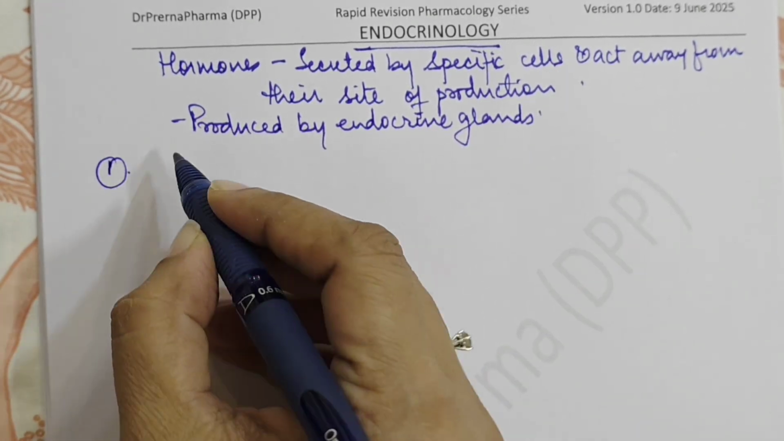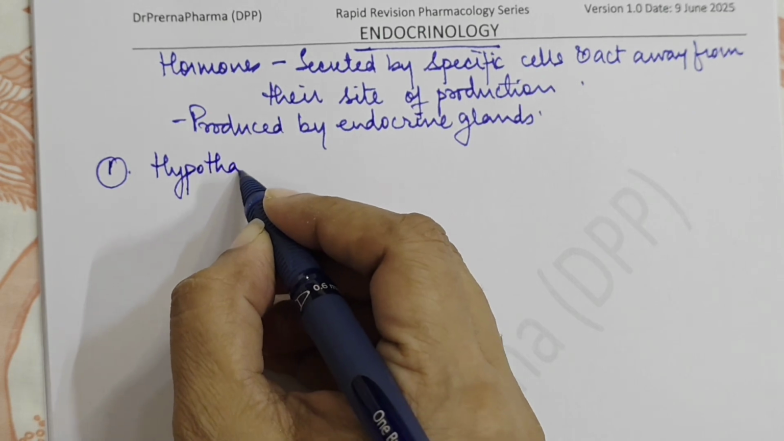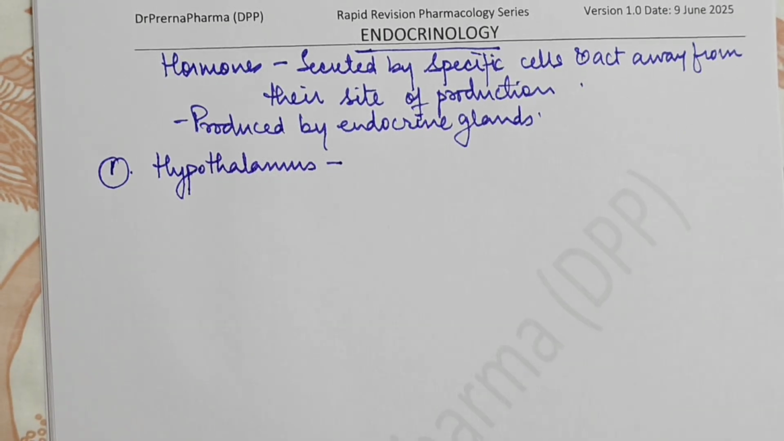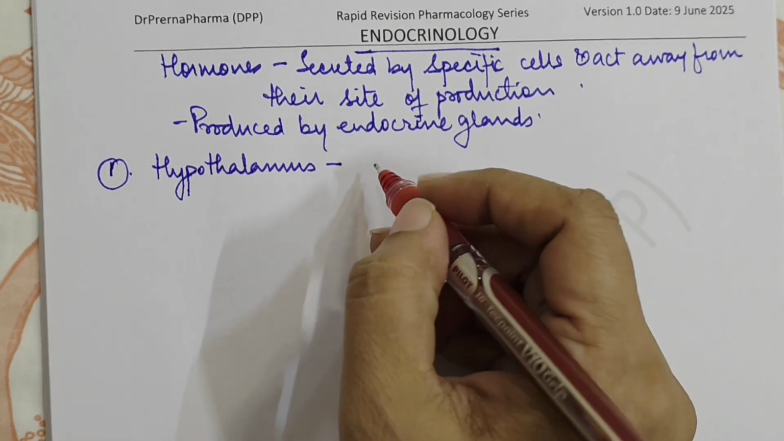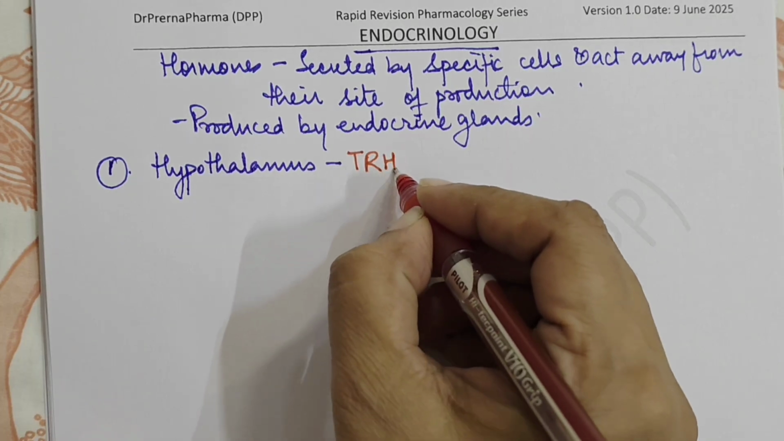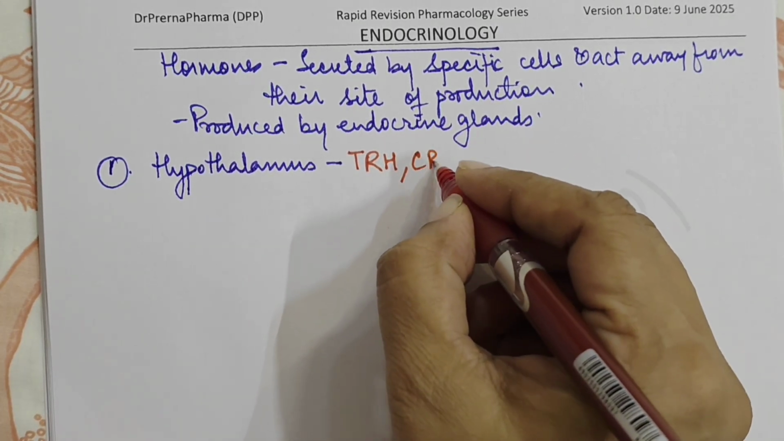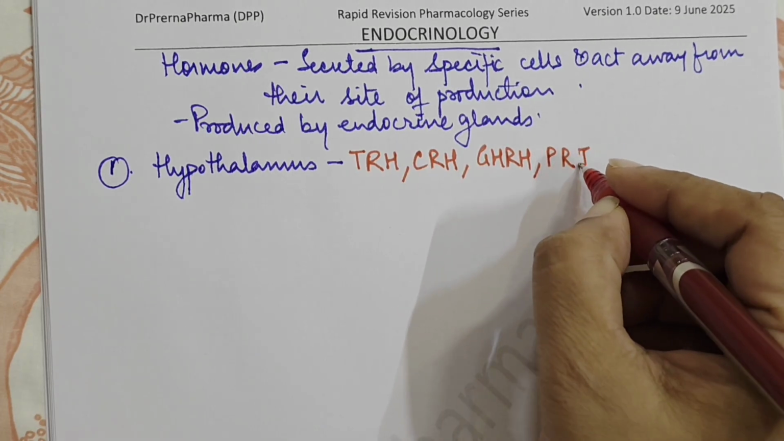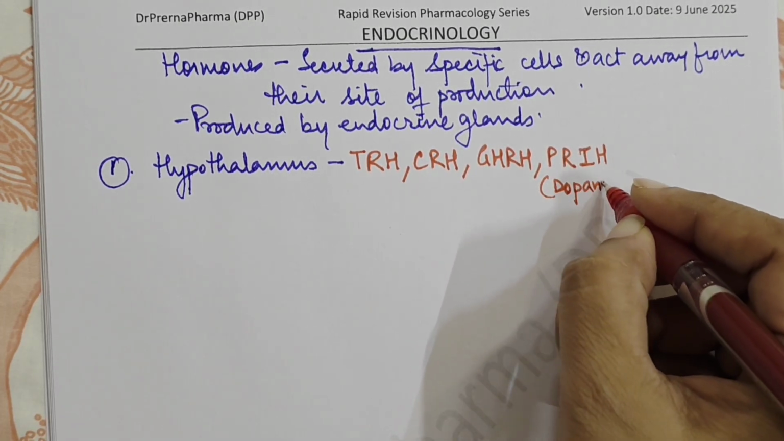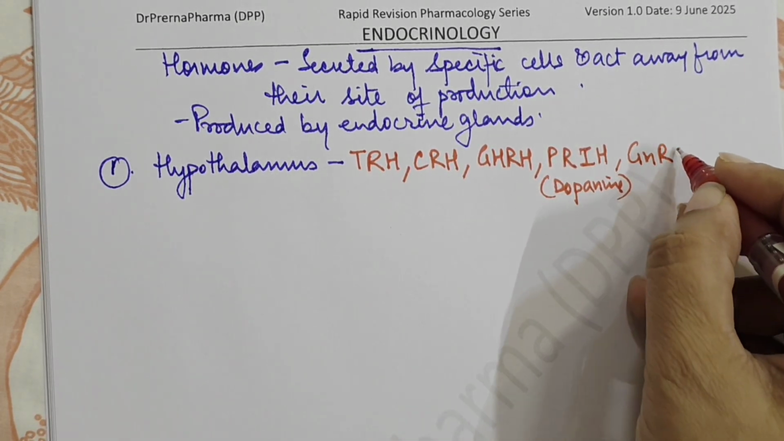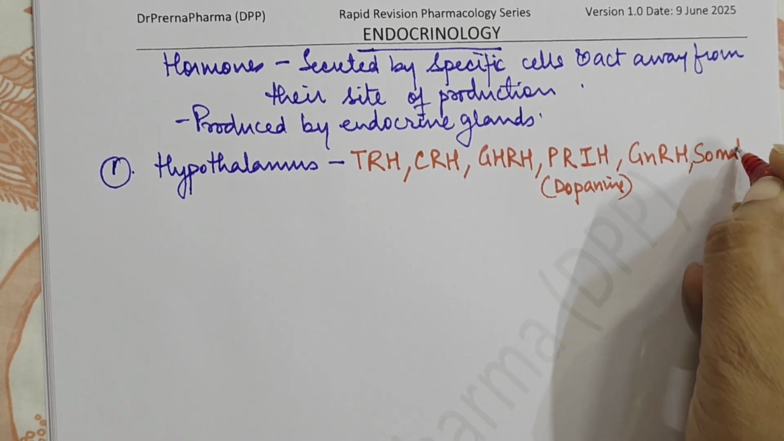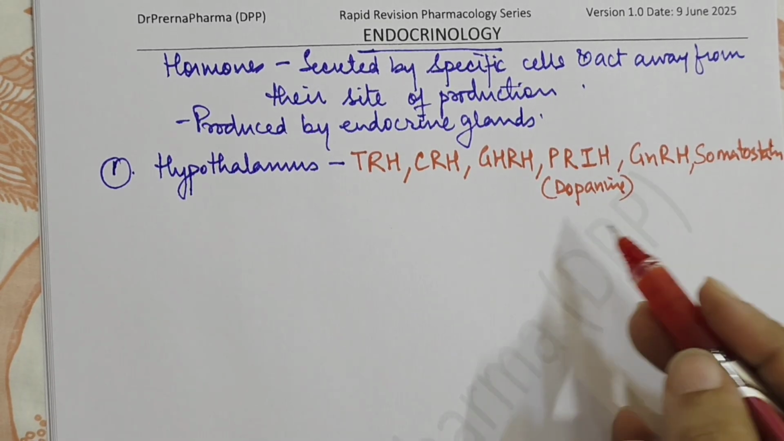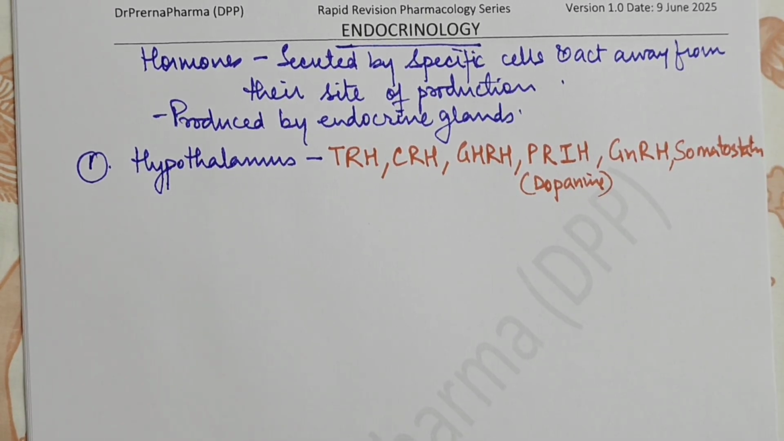Now the first gland that is important or that plays a role is the hypothalamus. Now what are the hormones which are secreted from the hypothalamus? So the hypothalamus secretes thyrotropin releasing hormone, then corticotropin releasing hormone, then growth hormone releasing hormone, then prolactin release inhibitory hormone which is actually dopamine, okay, then gonadotropin releasing hormone and somatostatin. Okay, so these are the hormones which are synthesized from the hypothalamus.